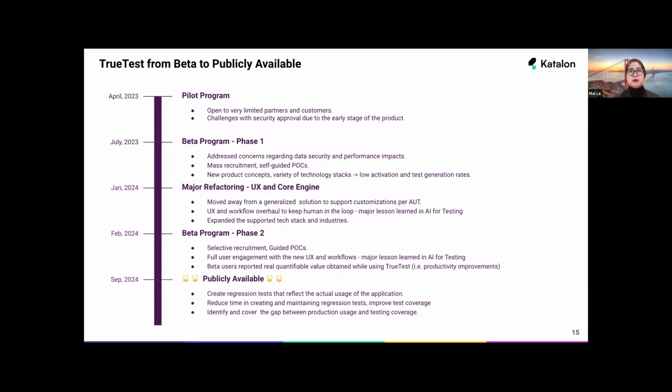And the product is built based on 3 key values. It helps the user to create regression tests that reflect the actual usage of the application. It helps the tester to reduce the time in creating and maintaining regression test cases and improve the test coverage with existing team bandwidth. It helps to identify and bridge the gaps between the production usage and testing coverage.